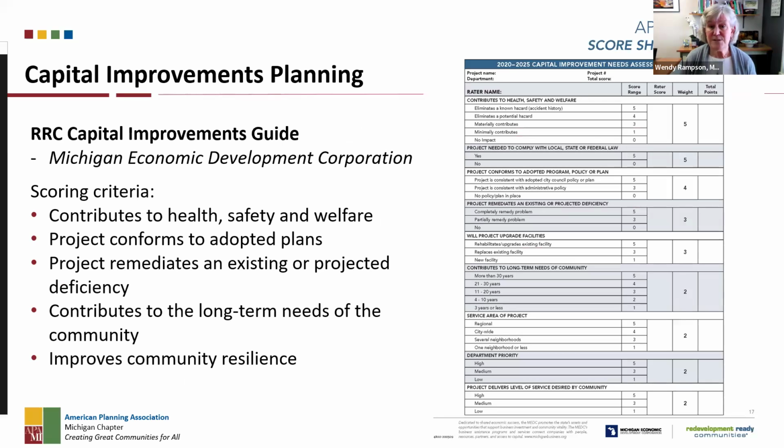Adding resilience criteria to the traditional CIP project scoring process can elevate its importance in the review. So on the left of this slide are some of the traditional scoring criteria used to evaluate proposed projects. So health, safety, welfare, long-term needs of the community. The last bullet is pretty general, but it can be adapted to fit your community's needs. Perhaps it reduces risk of damage to the asset. So think about how resiliency can be incorporated into those criteria. On the right side is a sample score sheet template from the Redevelopment Ready Communities Capital Improvements Guide that can be helpful in the scoring process.